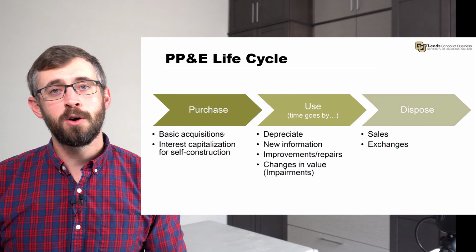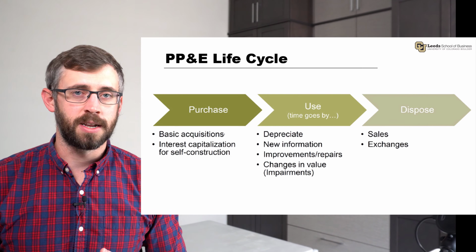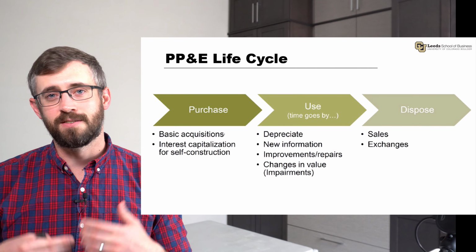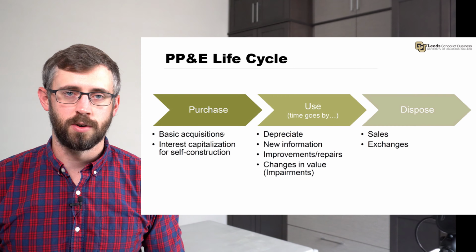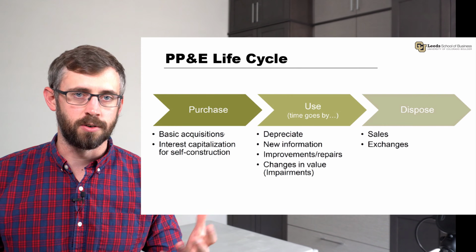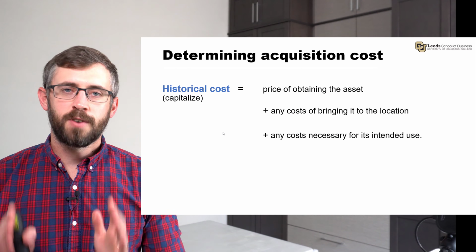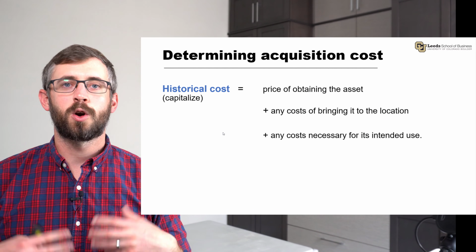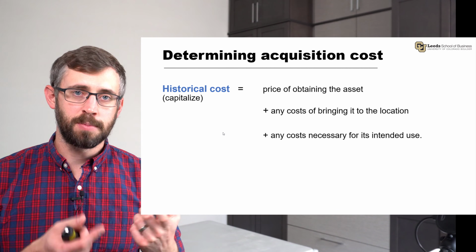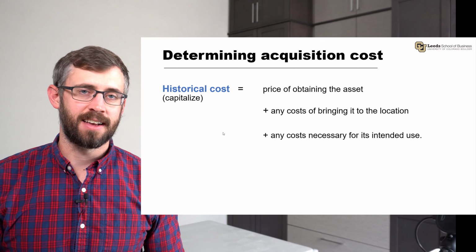Now, when we dispose of these assets, we could sell them to somebody else. We could exchange them for other assets, and these come along with different accounting choices we have to make. So over the next few classes, we're going to deal with this whole life cycle of PP&E. Our first decision is that when we acquire a fixed asset, what costs actually get capitalized into the fixed asset on our balance sheet.